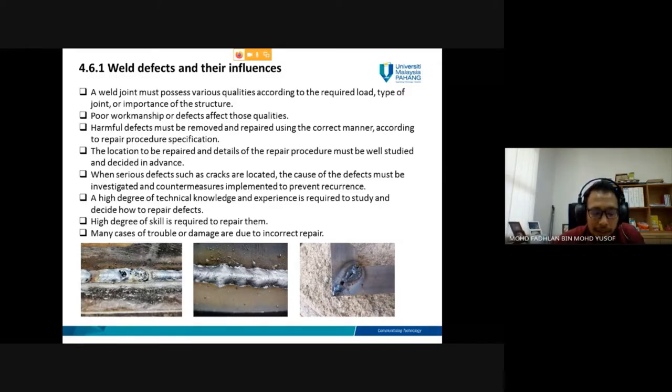Bila dia effect quality, kalau kita buat assessment dia tidak harmful, tak apalah. Tapi kalau harmful, kita mungkin kena buat repair instead of reject terus komponen tu. Bergantung juga kepada size of the component or structure. Untuk repair, kita kena follow prosedur tertentu dan perlu high degree of skill bagi operator tu untuk lakukan repair welding ni. So nampak betapa seriusnya perkara yang melibatkan weld defect ni.